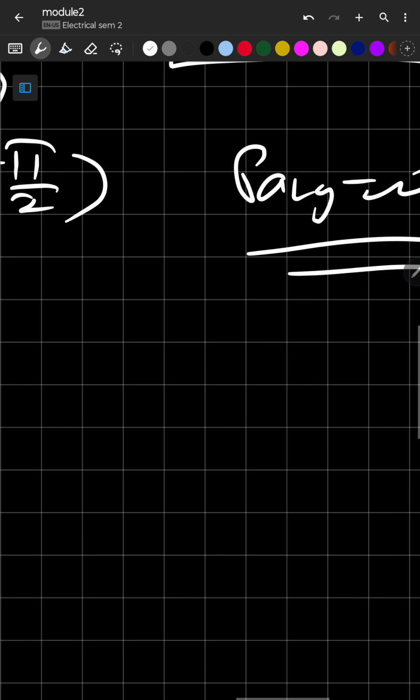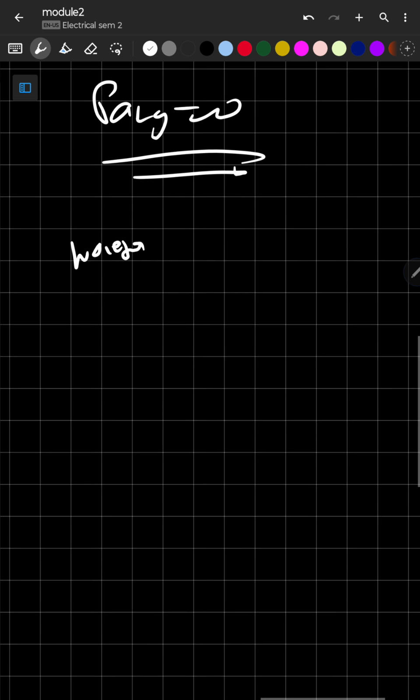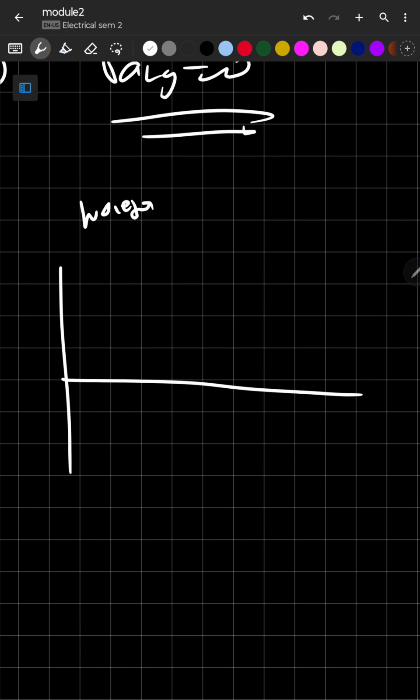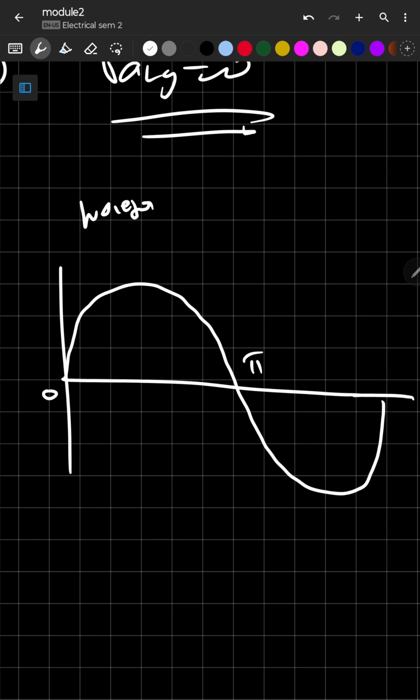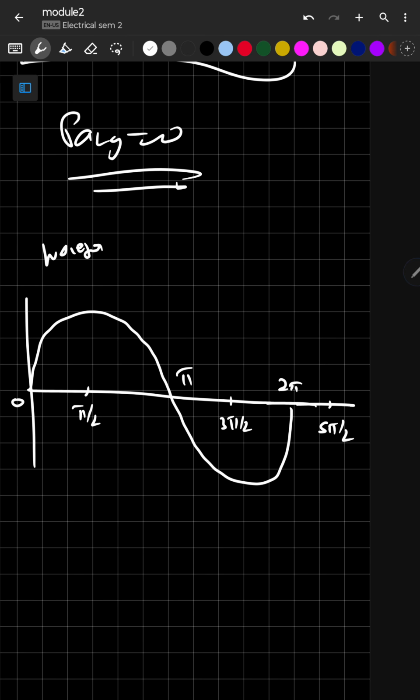Now let's look at it in the waveform. For this I need 0, pi, 2 pi, but here I want pi by 2, here I want 3 pi by 2, here I want 5 pi by 2, because it's going to be 2, okay, yeah, correct.